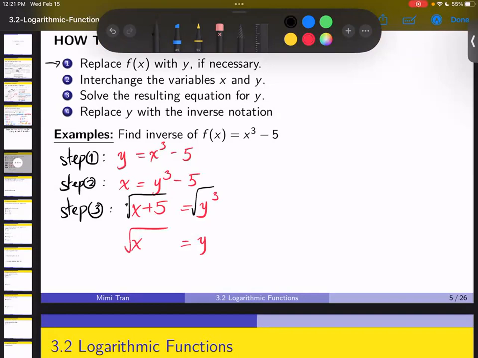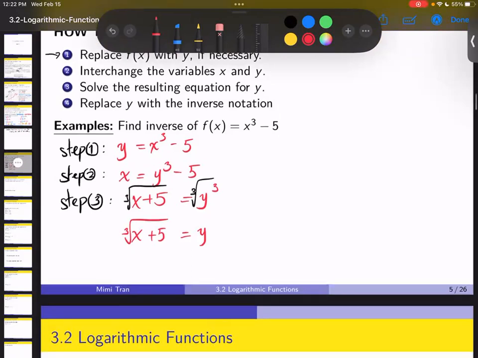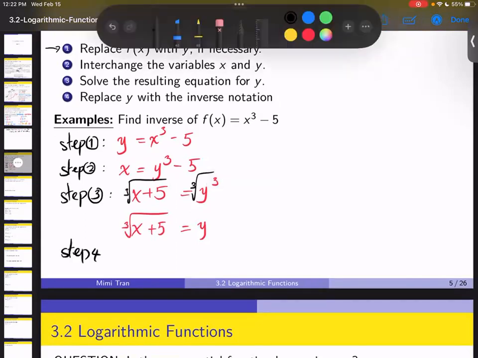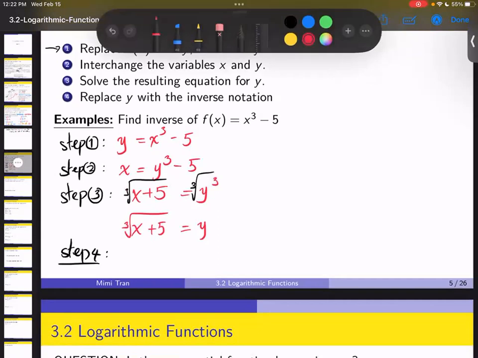Oh, I forgot to put the little cube here. Little index there. When you do cube root or fifth root, like odd roots in general, you don't put plus and minus like you do in square root or even roots. Right? And your last step, you replace y with f inverse. So write everything the same, just replace y with f inverse of x, that's all. You're done.